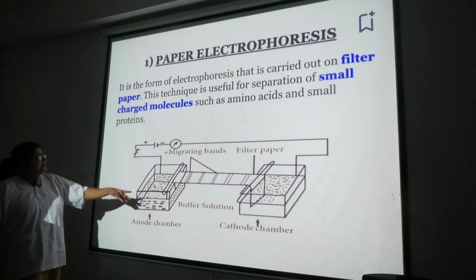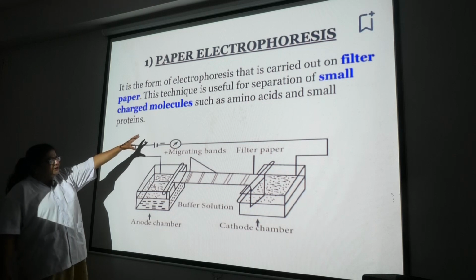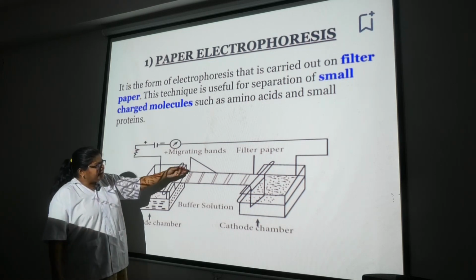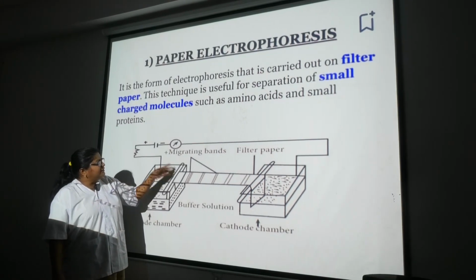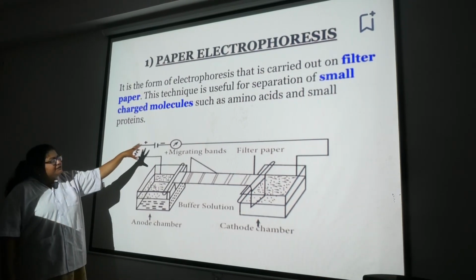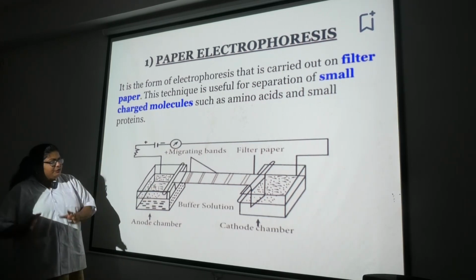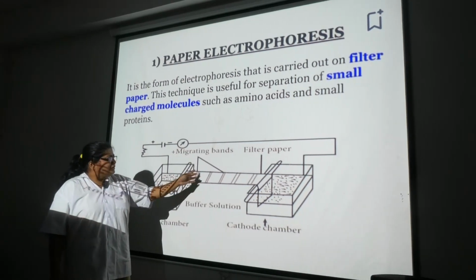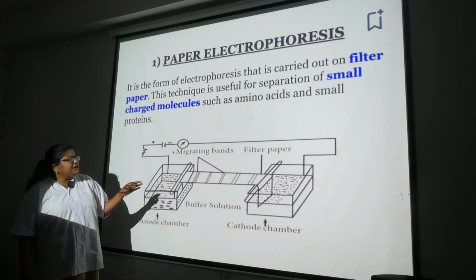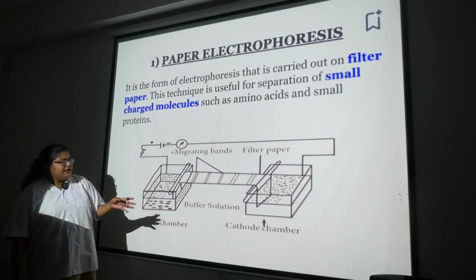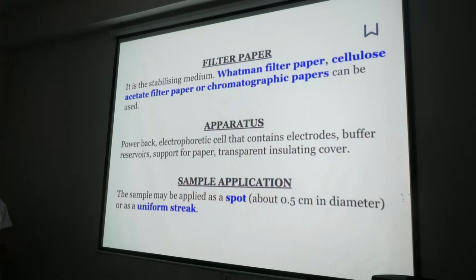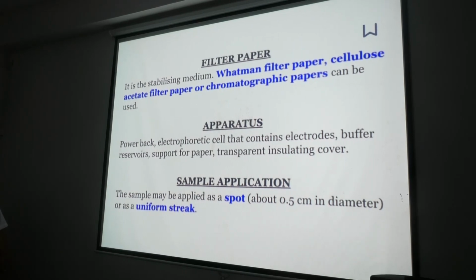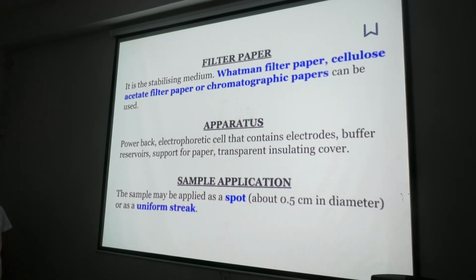When the power supply is given, we apply the sample in spot form or as a narrow streak, and it will migrate. After a few times, 30 to 45 minutes, the components will migrate at different rates according to their properties, and we find these are the bands. Filter paper is the stabilizing medium. Whatman filter paper, cellulose acetate filter paper or chromatographic paper can be used.